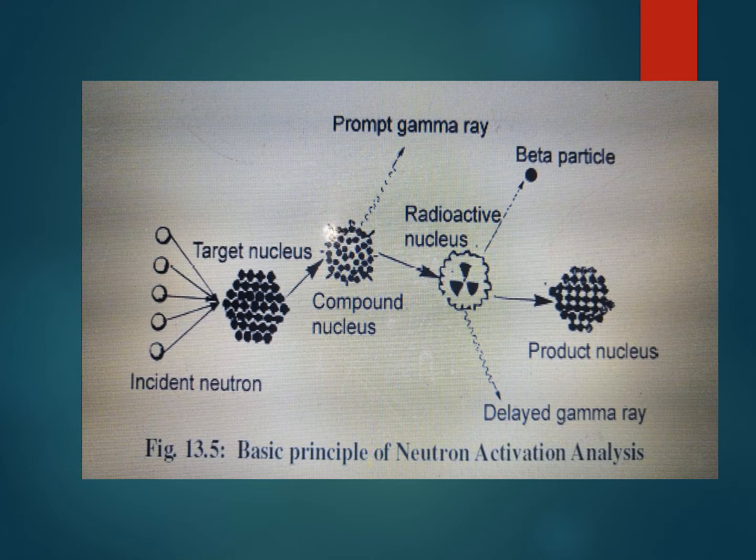The incident neutrons, when they hit the target nucleus, generate prompt gamma rays. Along with that, beta particles are emitted, and delayed gamma rays are also generated along with the product nuclei. So all these rays that are generated are helpful in the neutron activation analysis of different substances.